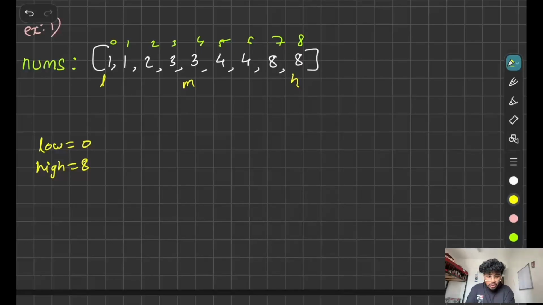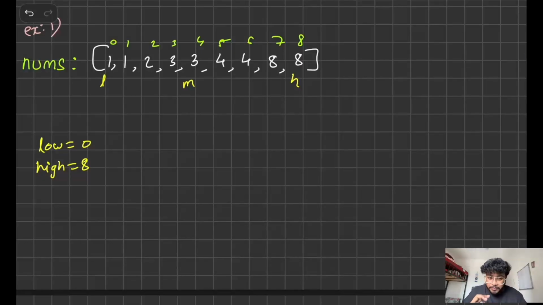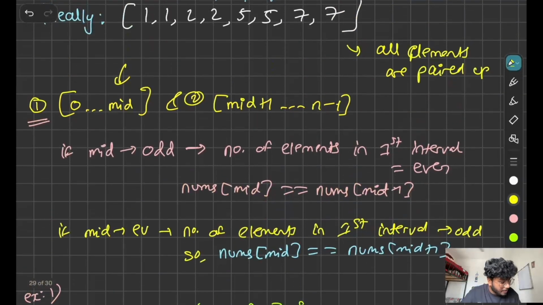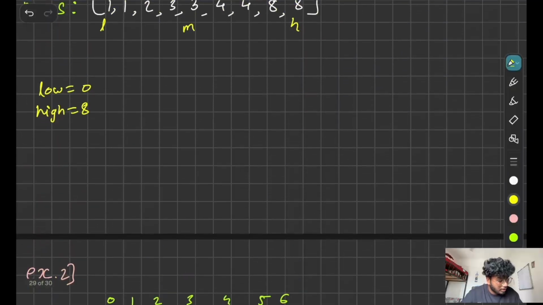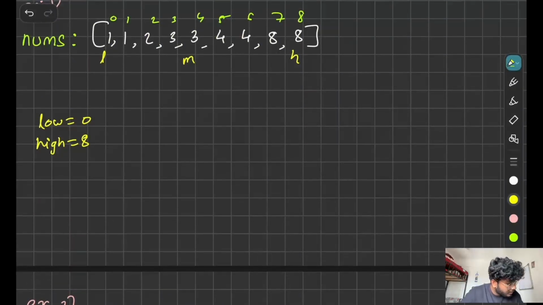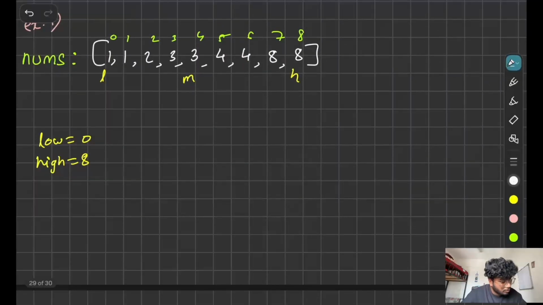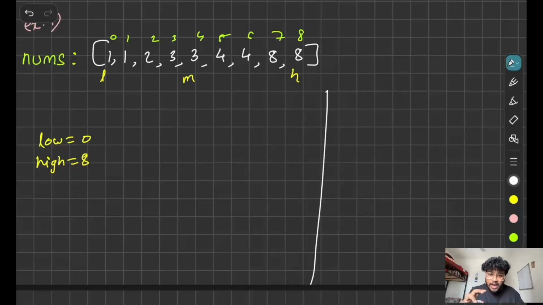Okay, so now let's consider this case. My mid is equal to 4. I'll first check, is this the single element? Is my nums of mid the single element? How do I check it? I'll check just by the same condition which we discussed earlier. Let me write it down. So what is my condition for nums of mid to be my answer, to be my single element?